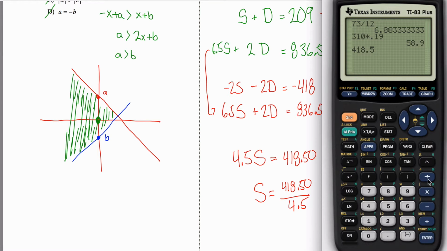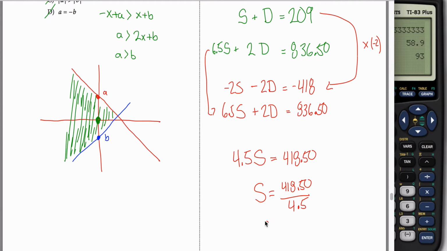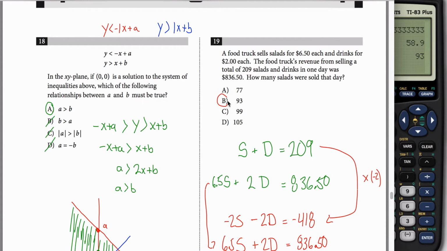418.5 divided by 4.5, and what you get is 93. And you'll look up here for salads, 93. That's your answer. And that works for 19.